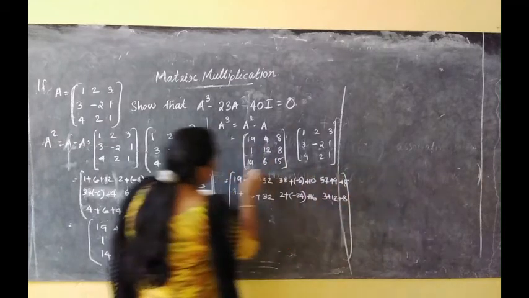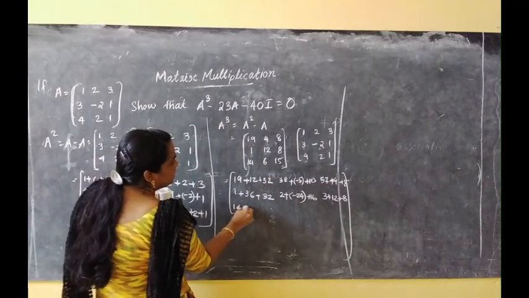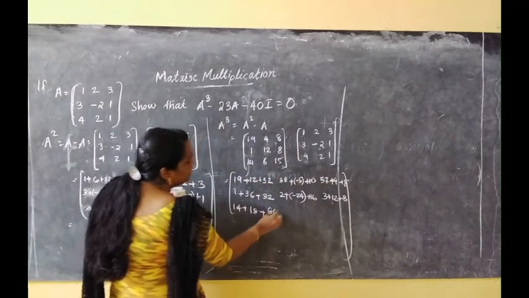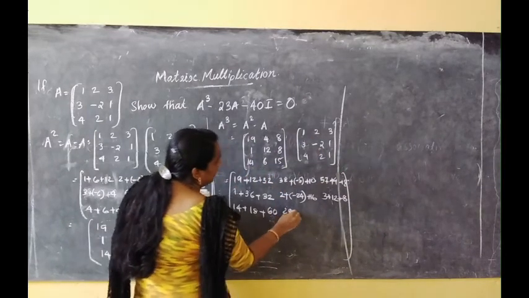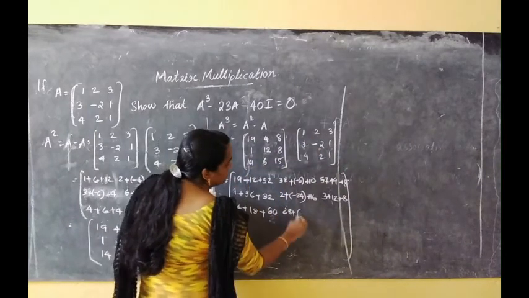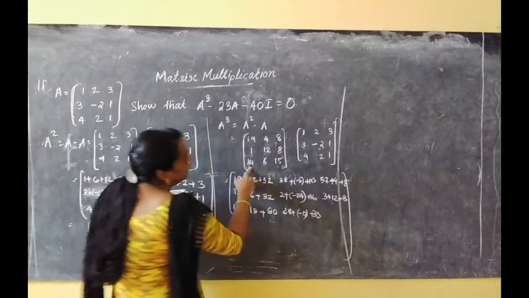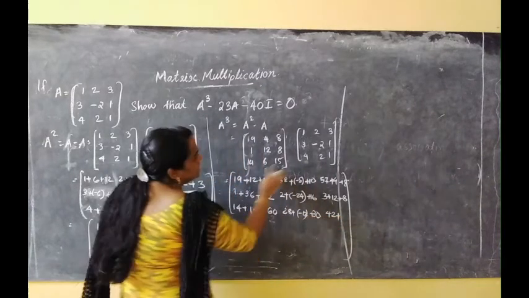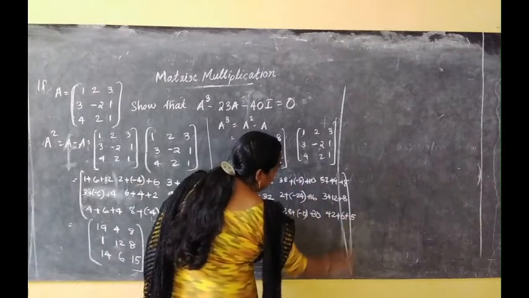The last row: 14 into 1, 14, plus 6 into 3, 18, plus 15 into 4, 60. Then 14 into 2, 28, plus 6 into minus 2, minus 12, plus 15 into 2, 30. Then 14 into 3, 42, plus 6 into 1, 6, plus 15 into 1, 15.